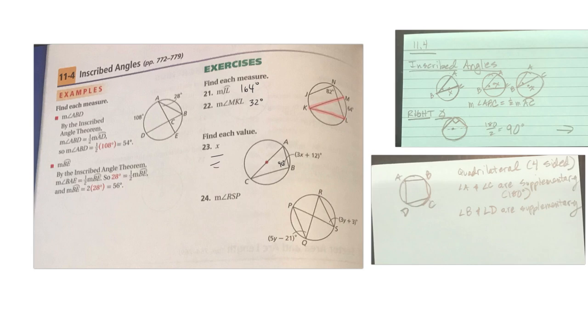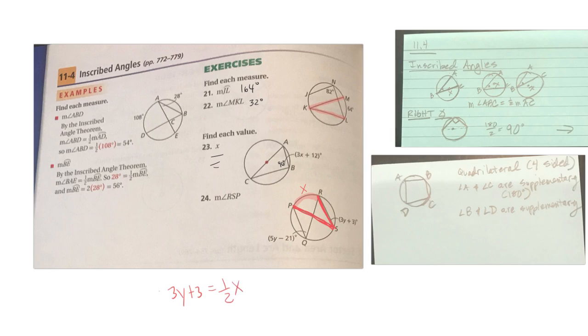Problem number 24 says find angle RSP. Okay, so it's the case that RSP is clearly going to be half of this arc measure. Now, we'll call this arc measure X. So let's say that the angle measure of RSP, which is 3y plus 3, is going to equal 1/2 of whatever X is.